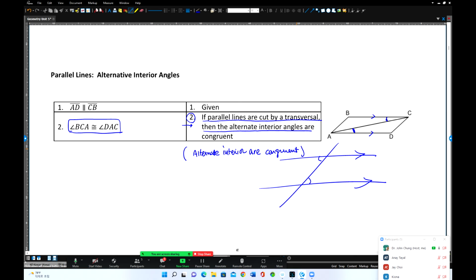Because we know that they are parallel lines and a transversal, everyone knows this, so you don't have to explain that. But some teachers still like to explain: when parallel lines are cut by a transversal, alternate interior angles are congruent. This always happens. It's a very strong proof.